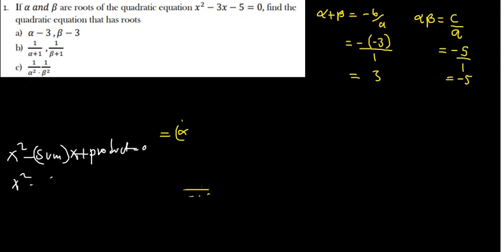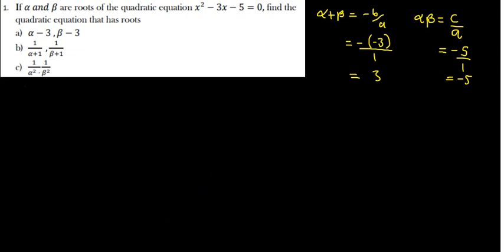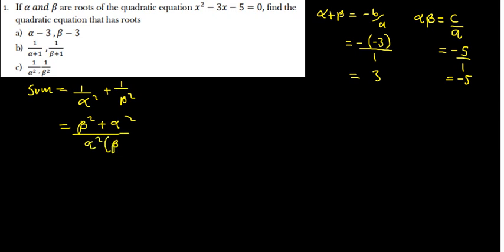And then the last one on this question, you want to find the equation given the roots 1 over alpha squared and 1 over beta squared. So first, finding the sum of the roots, we are going to get 1 over alpha squared plus 1 over beta squared. And this is going to be multiply what is on top of the first fraction with what is down the second fraction. That is going to be beta squared plus alpha squared, and then we multiply the two denominators. That will be alpha squared multiplied by beta squared.